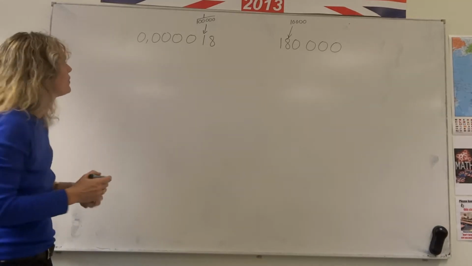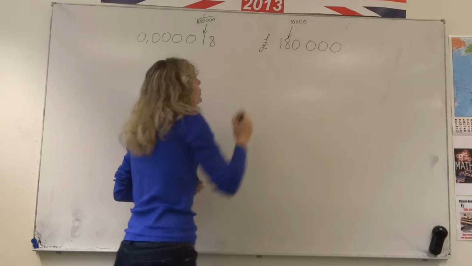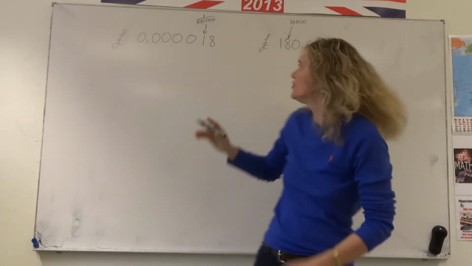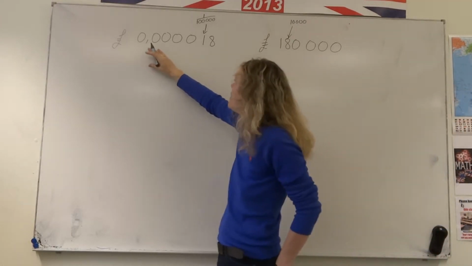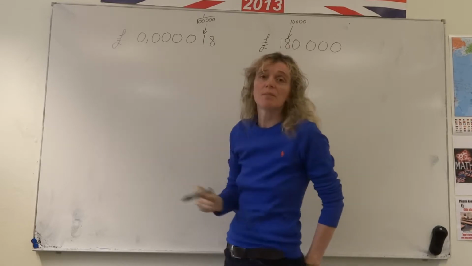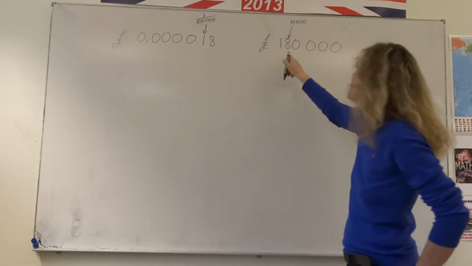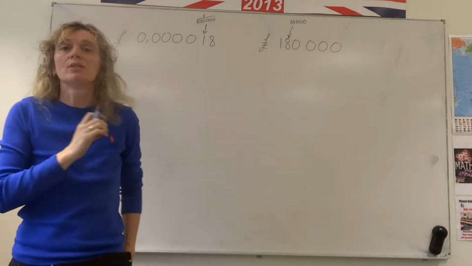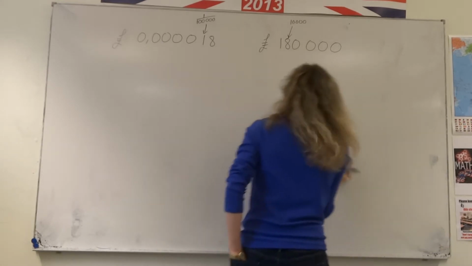So if I was to give away some money, would you prefer it if I was to give you £180,000, or would you prefer it if I was to give you 18/100,000th of a pound? This wouldn't even be as much as a penny. It would be a tiny fraction of a penny. So of course you would say to me, Wendy, I'd like you to give me this amount. Right, let's put these two into scientific notation and see how similar the numbers end up being.